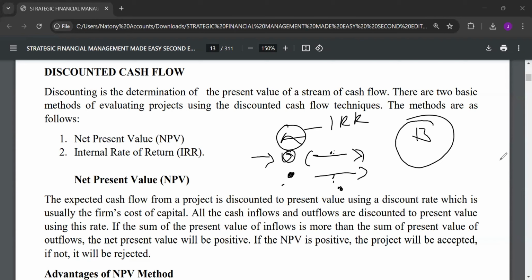But if it doesn't give you zero, it gives you a positive figure. Positive means plus, so you have to use a second rate. But the second rate you are going to be using will be increased. If you have used 10 here, but you have a positive figure, you will increase it to another rate.